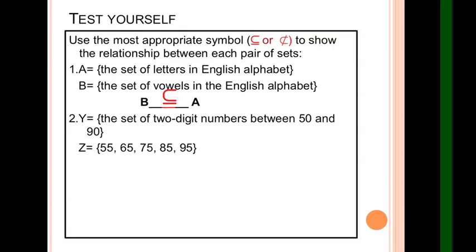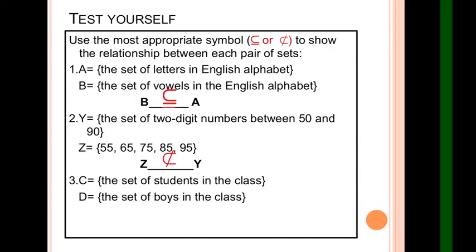Next, the set of two-digit numbers between 50 and 90. Z: 55, 65, 75, 85, and 95. Z is a subset of Y? Let's see. Between 50 and 90, meron isang 95. So there is one number that is not considered here. So therefore, it is not a subset.